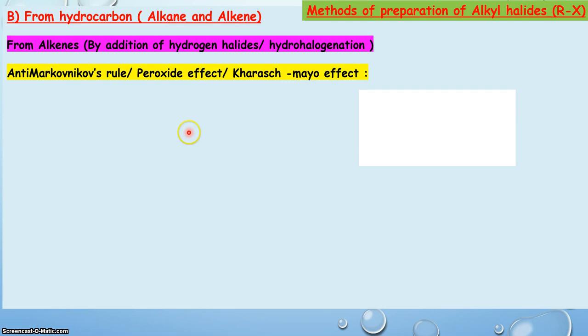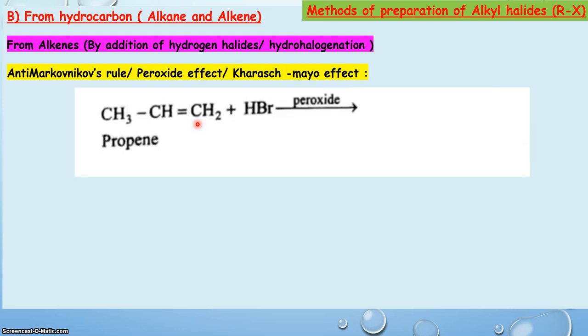Let us talk about the anti-Markovnikov rule, which is also known as the peroxide effect or Kharash-Mayo effect. The Markovnikov rule is quite general but not universal. In 1933, the American chemist M.S. Kharash discovered that the addition of HBr to an unsymmetrical alkene in the presence of organic peroxide takes place opposite to that of the Markovnikov rule. This phenomenon of anti-Markovnikov addition of HBr is caused by the presence of peroxide. Therefore, it is known as the peroxide effect.